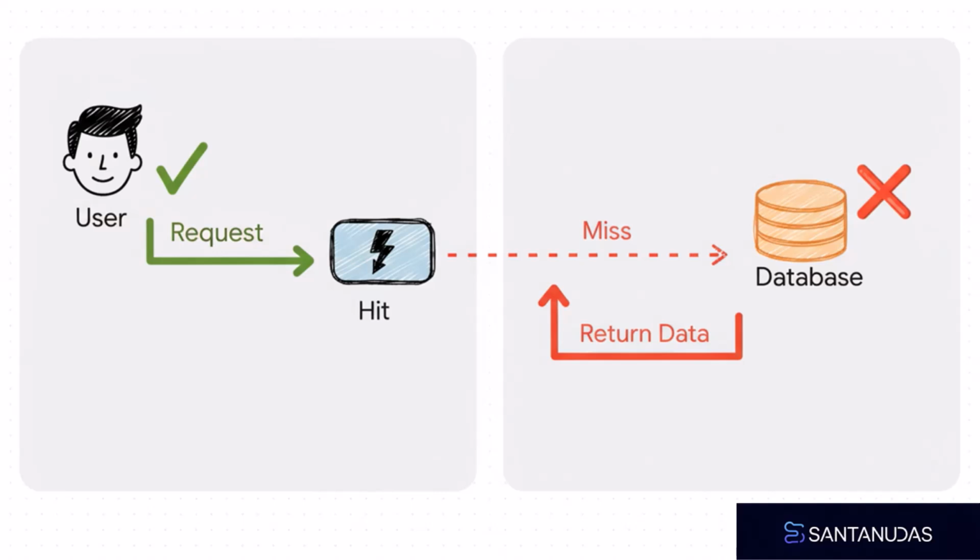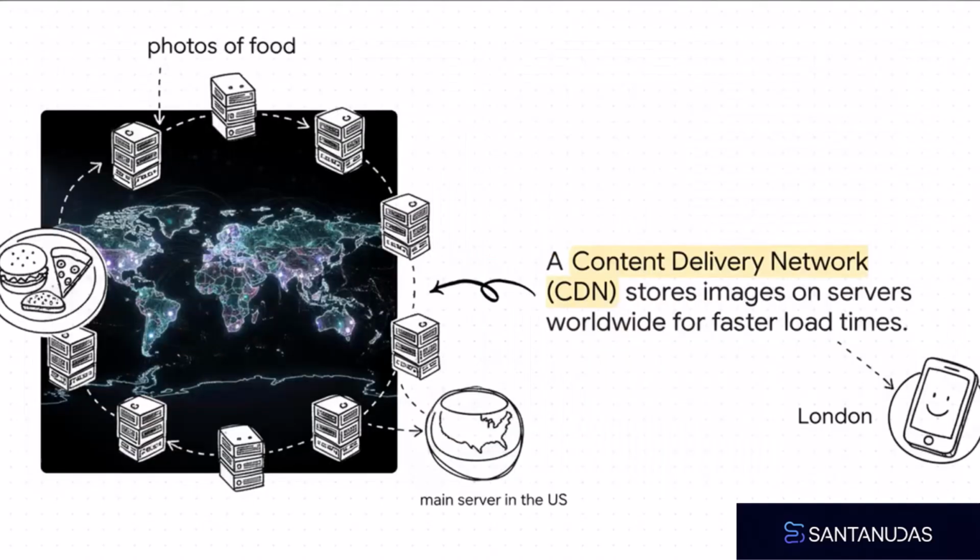We store all that frequently accessed data, like popular menus, in a super fast memory store. If the data we need is right there, that's called a cache hit, and the response is basically instant. If it's not, a cache miss, no problem. We just go get it from the database and then save a copy in the cache for the next person who asks.